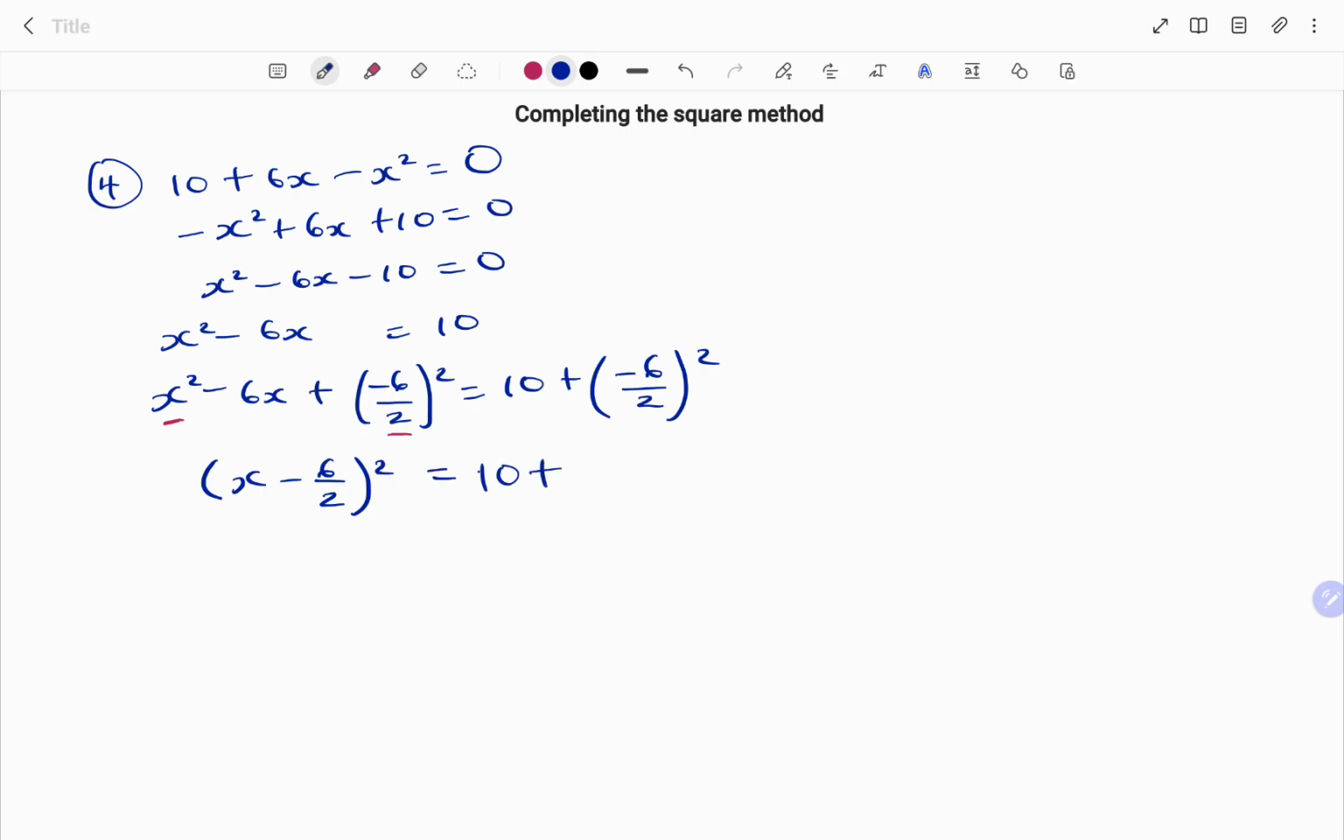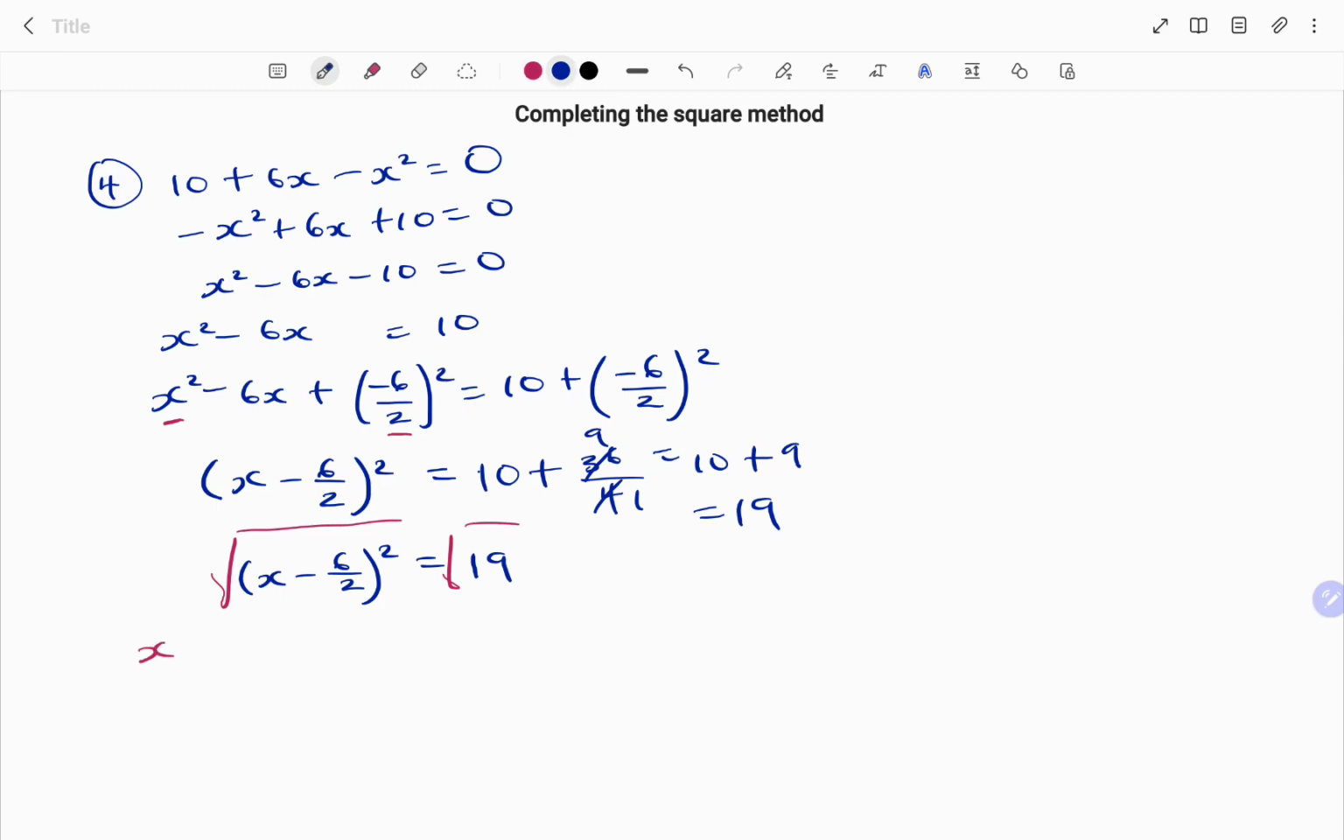That's 10 plus minus 6 over 2, all to the power of 2. That's positive 36 over 2 squared, that's 4. 36 over 4 is 9. 10 plus 9, that's 19. If I rewrite that, I'm going to have x minus 6 over 2, all squared, equals 19. To get rid of my square, I find the square root of both sides. So I have x minus 6 over 2 equals plus or minus square root of 19.